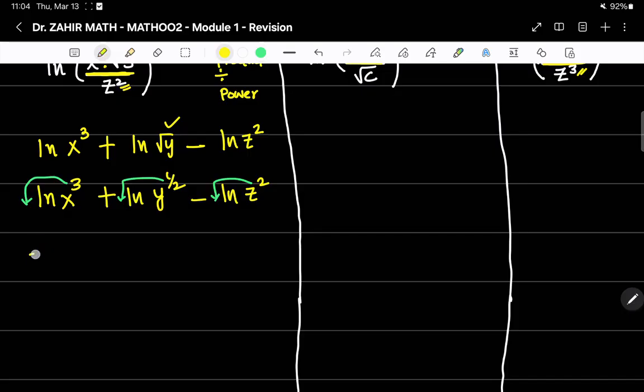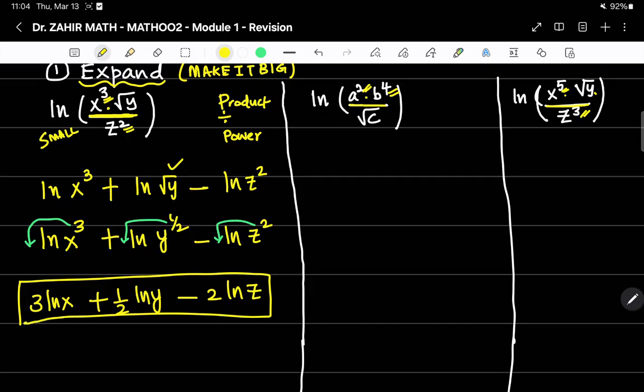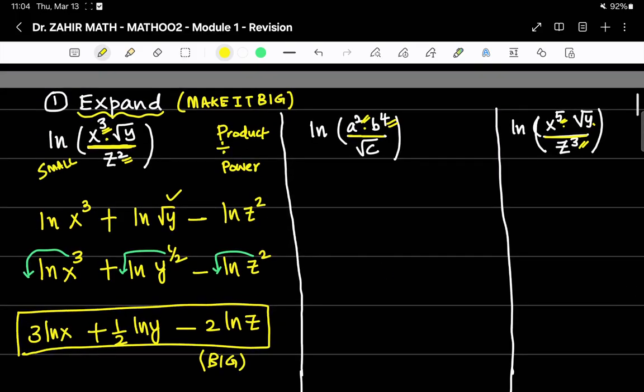So what happens now? 3 ln x plus 1 by 2 ln y minus 2 ln z. Wow, nice, right? Before, it was very small. Small means condense. Now you see it is very big. Big means we expanded. Expand means make it big. Okay, right. Let's go to the next question.